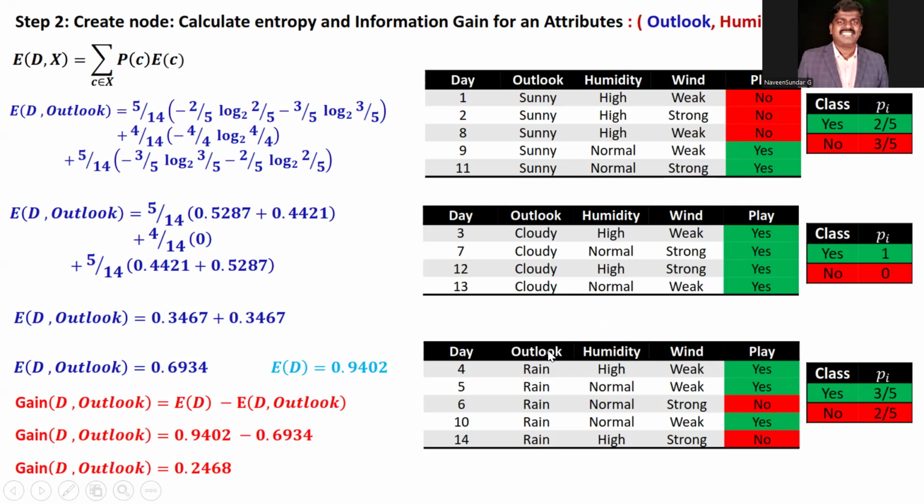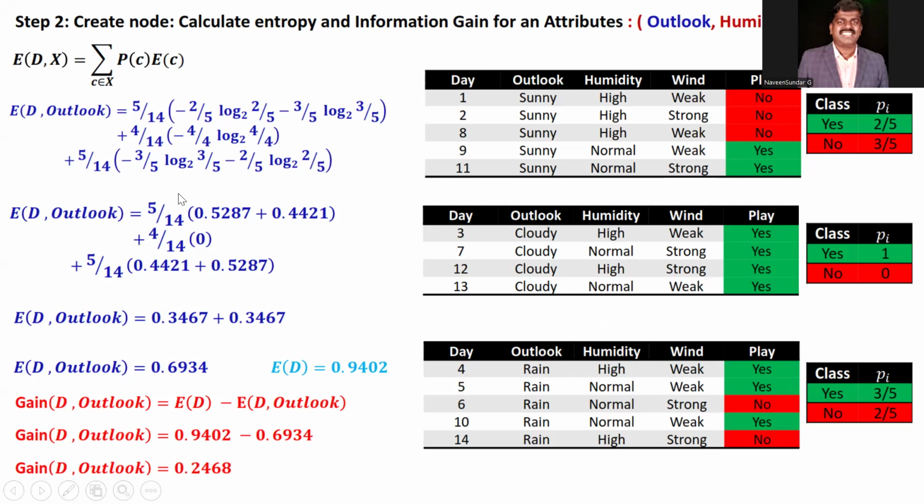So rain, how many times does it occur? That is 5 by 14, as usual in the previous one. And then out of that rain outlook, how many times does yes occur? 3 times yes occurs, so minus 3 by 5 logarithm to 3 by 5, minus how many times no occurs? 2 times, so minus 2 by 5 logarithm to 2 by 5. So we are getting the value of this.